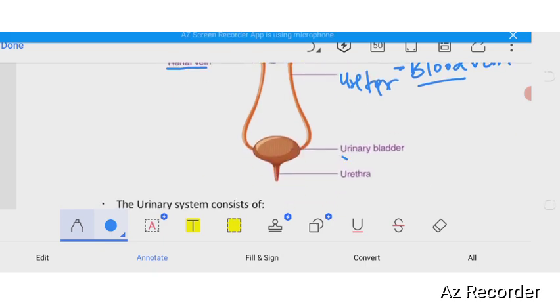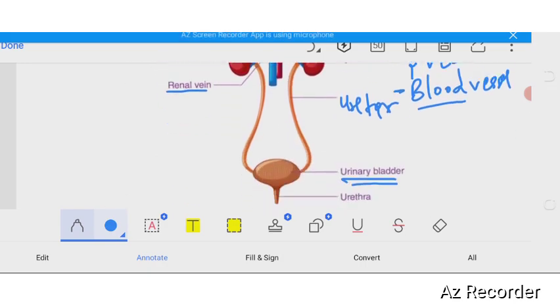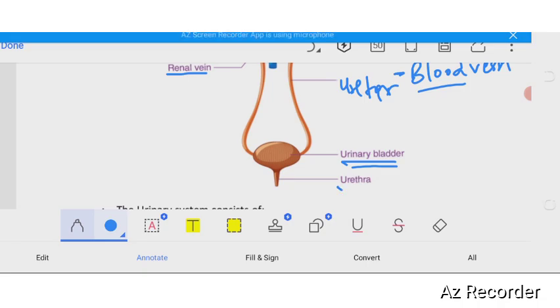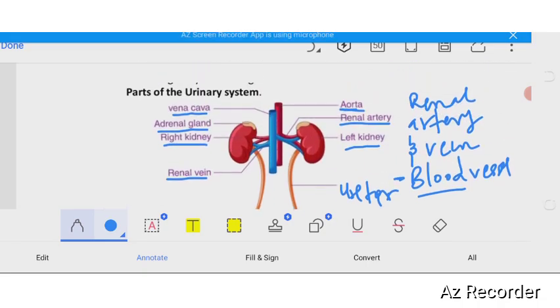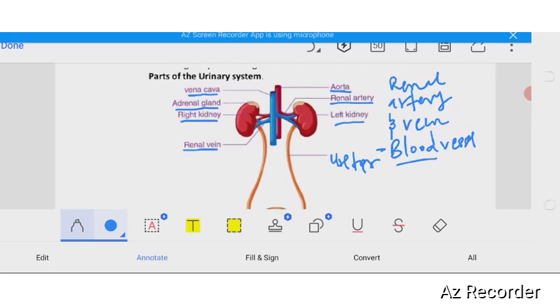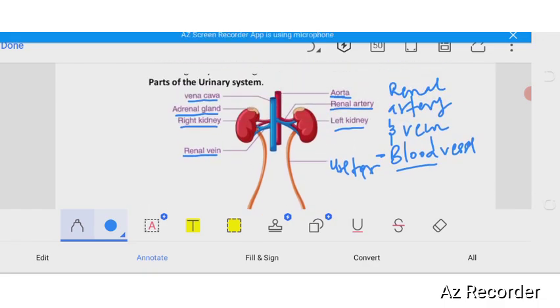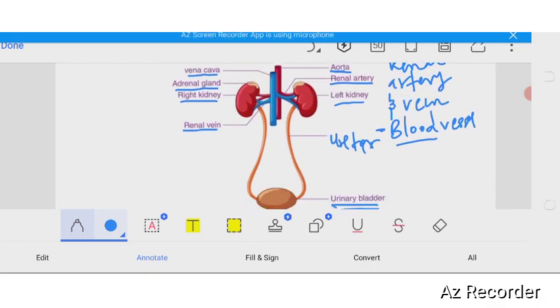Then when you move down, we get the urinary bladder, which is just a small pouch that stores urine. Then last but not least, we have the urethra, which takes urine or all the waste products out of the body. So that's the diagram of the urinary system, or the parts of the urinary system that you ought to know as a learner. So we'll continue.